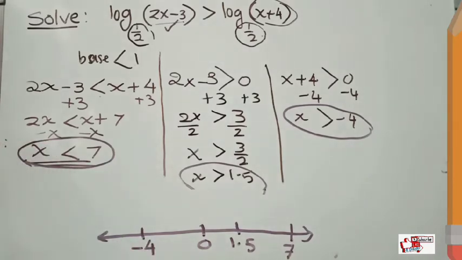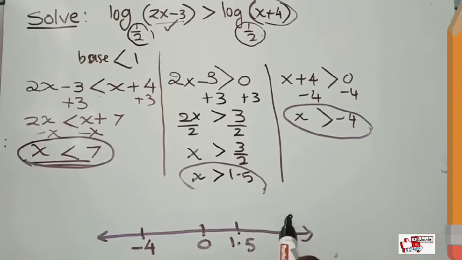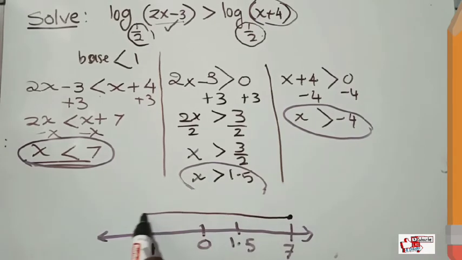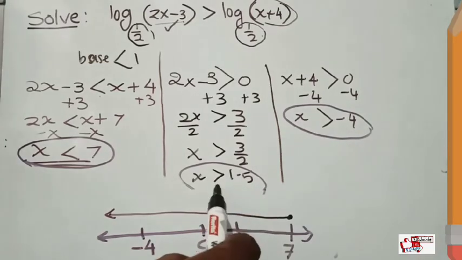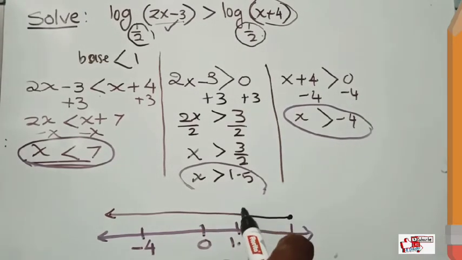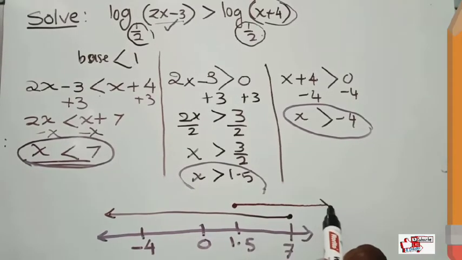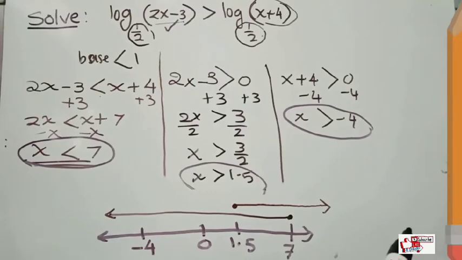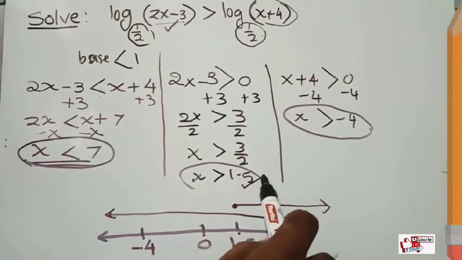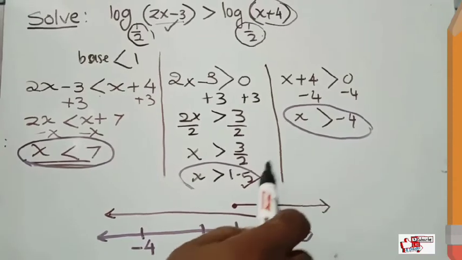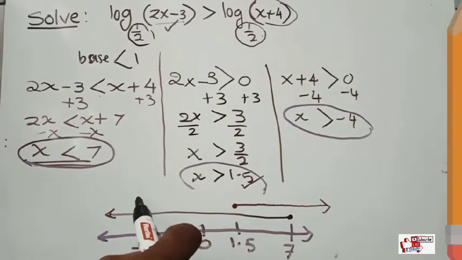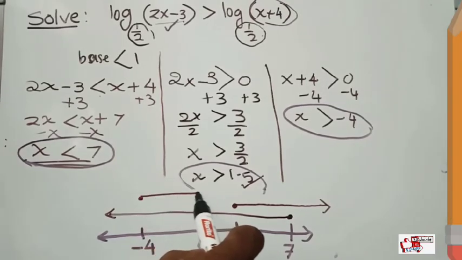x is smaller than 7. 7 is here, so x smaller than 7 represents this part, isn't it? Now the next region is x greater than 1.5. 1.5 is here, and x bigger than 1.5 represents this region. Bigger is always to the right side, that's also drawn. Now the third one is x greater than minus 4. Minus 4 is here, x is bigger than minus 4.